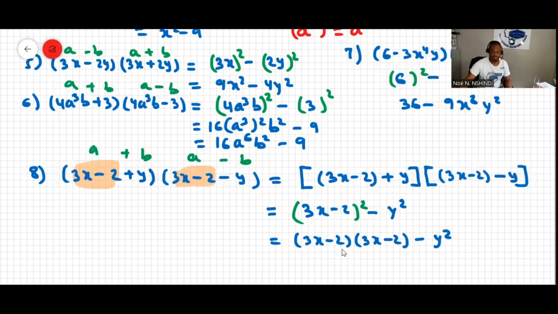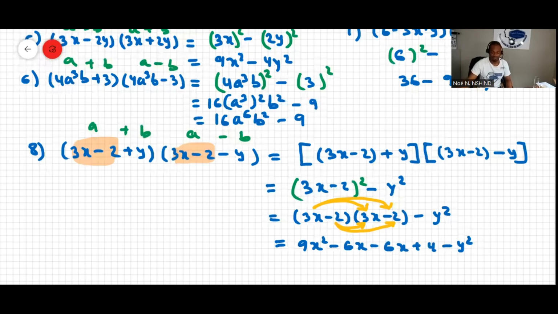Over here, instead, we're going to do 3x times 3x, 3x times negative 2, negative 2 times 3x, and negative 2 times negative 2. This will be equal to 3x times 3x makes 9x squared, and then 3x times negative 2 makes negative 6x, negative 2 times 3x makes negative 6x, negative 2 times negative 2 makes positive 4, minus y squared. Is there anything to simplify here?